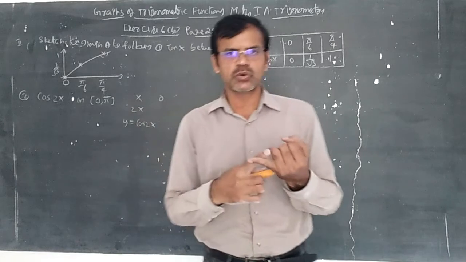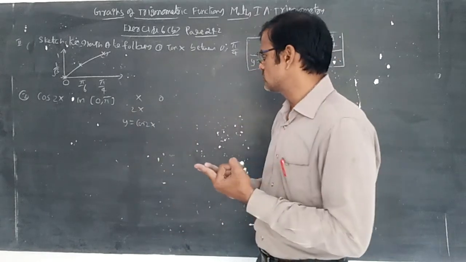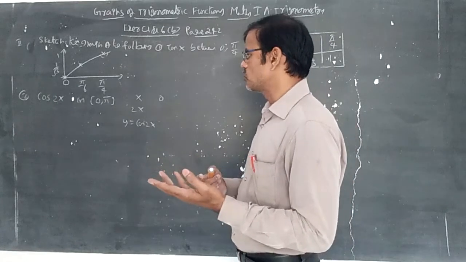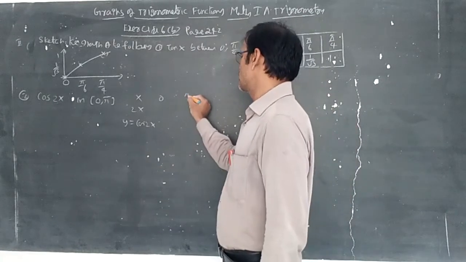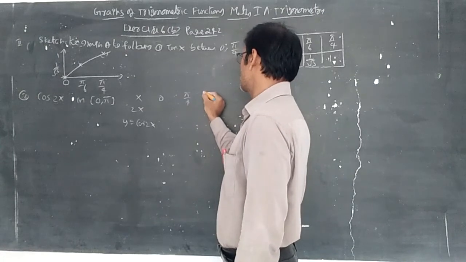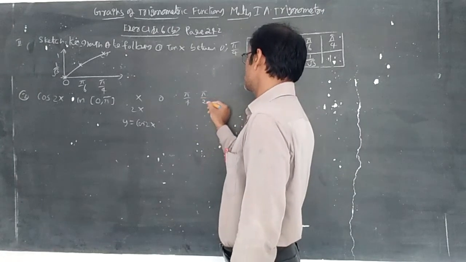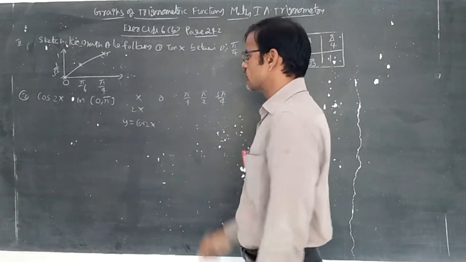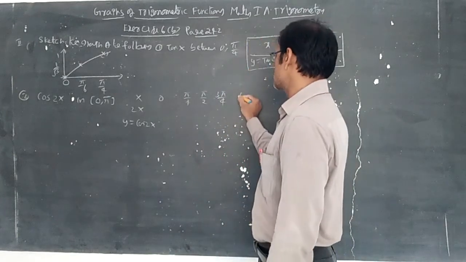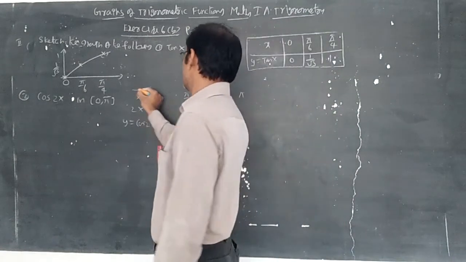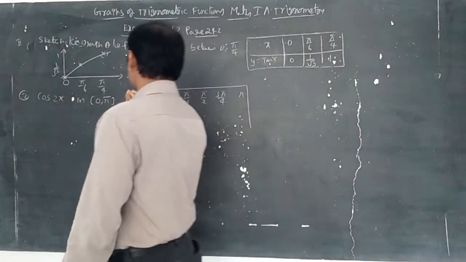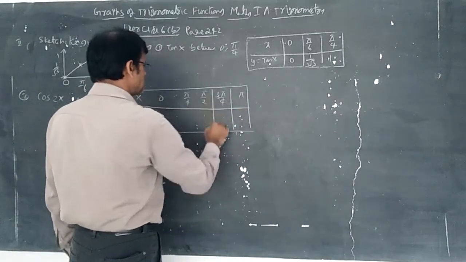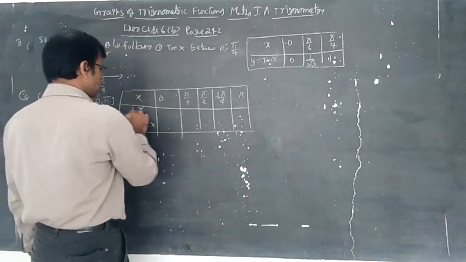For x values you can take 0, pi by 4, pi by 2, and 3 pi by 4 also. 3 pi by 4 means 135 degrees, and this is pi. We should draw the graph of cos 2x, not cos x, so multiply with 2 and get the values.